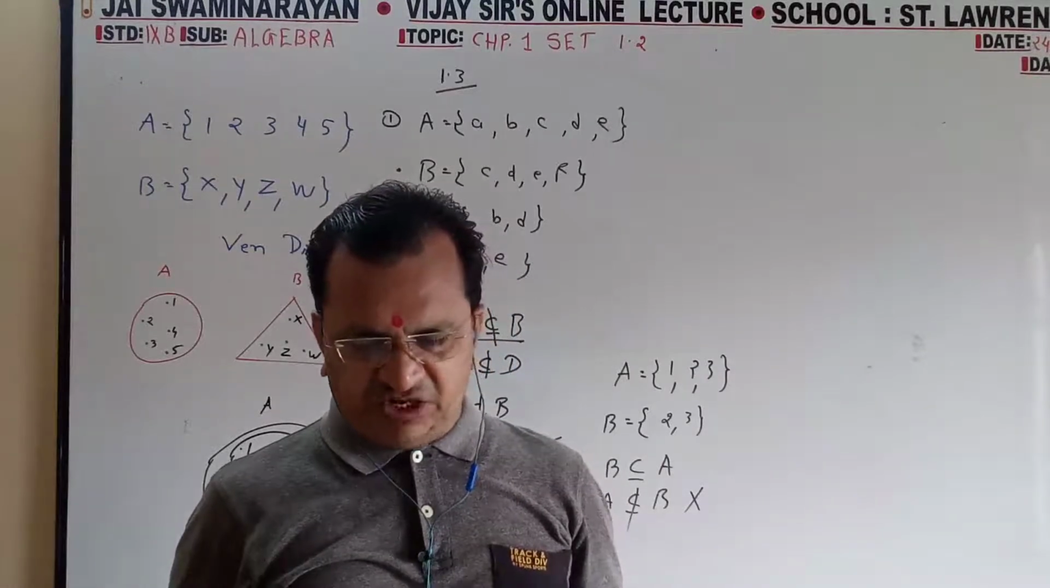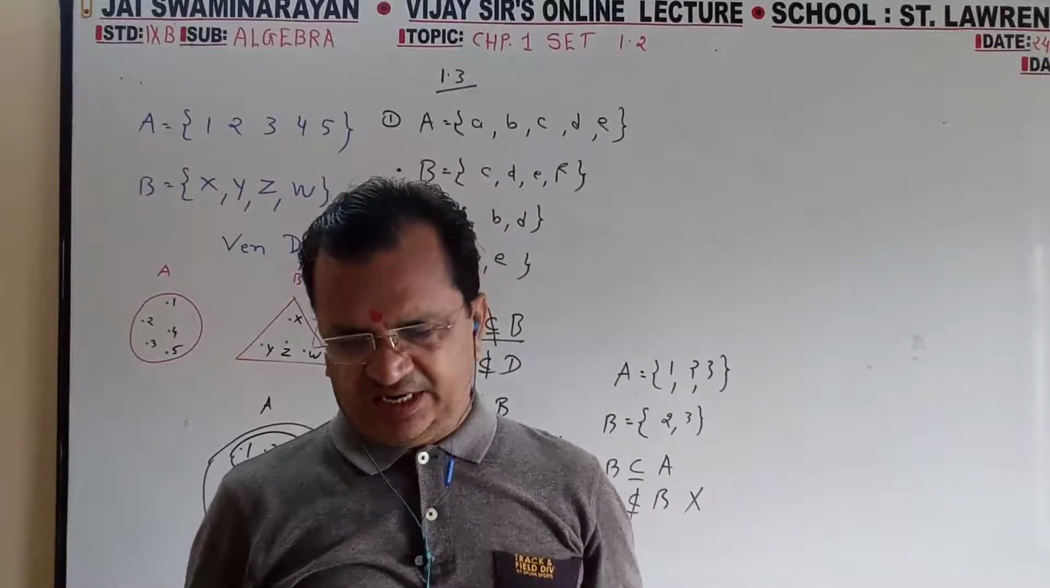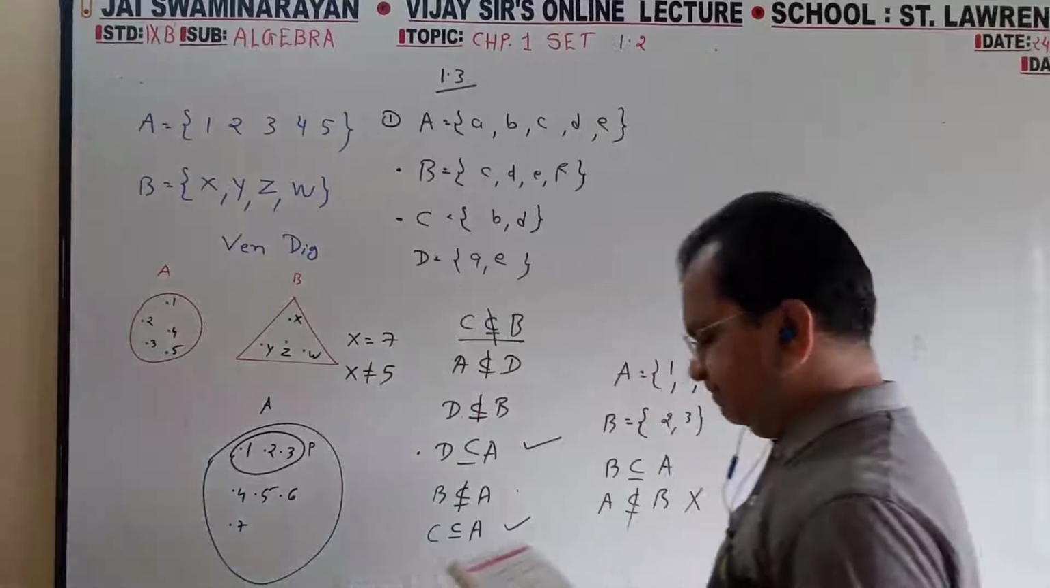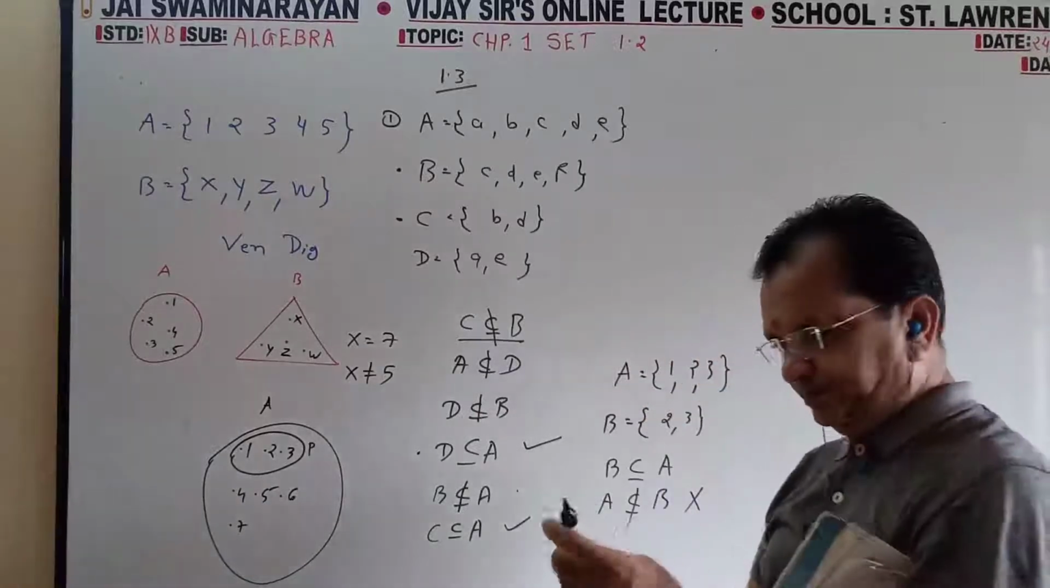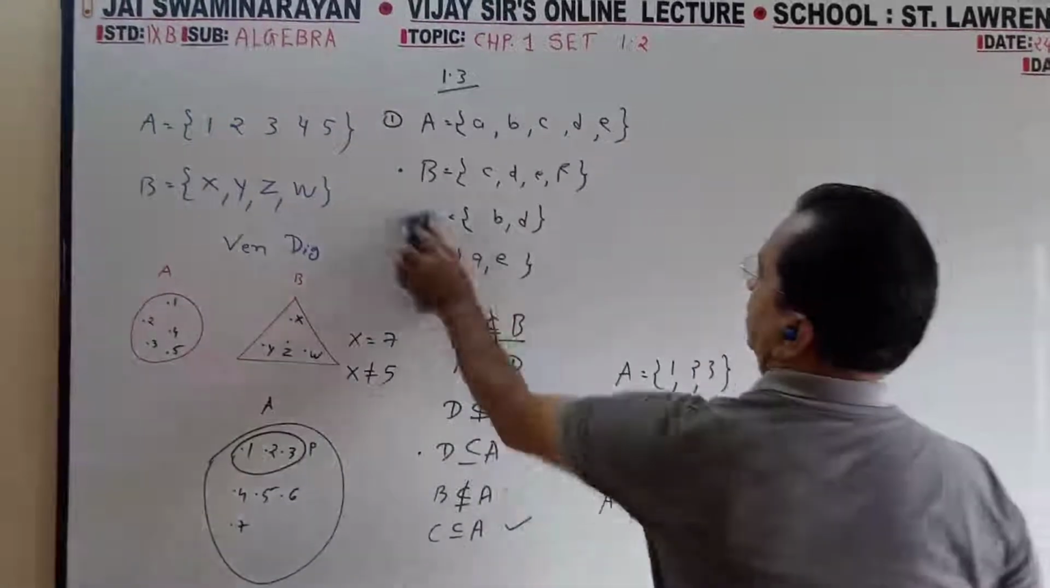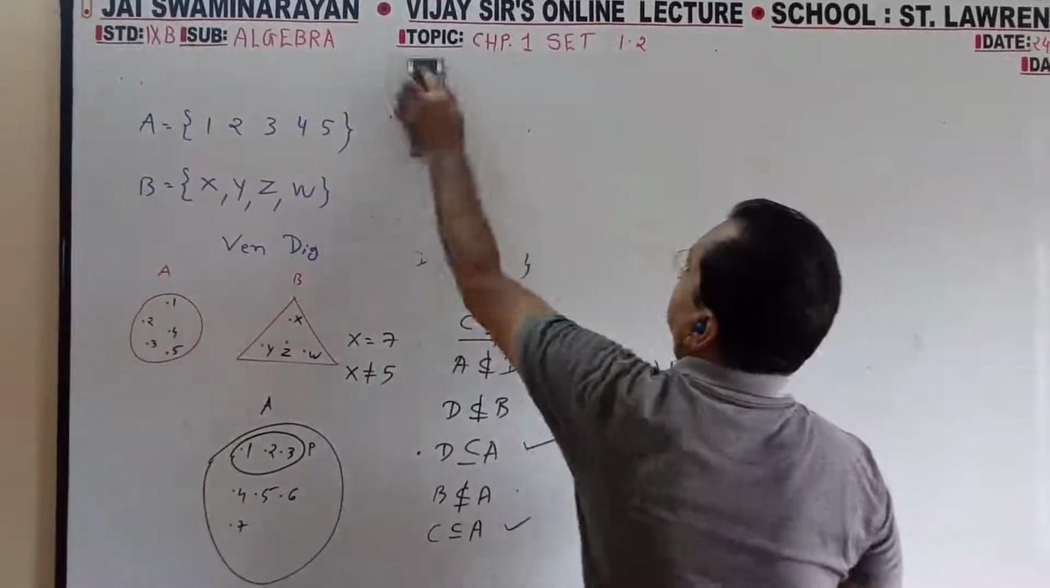Take the set of natural numbers from 1 to 20 as the universal set. And for X and Y, we have to show them using a Venn diagram. Very interesting question. It's a long question. I will complete that.